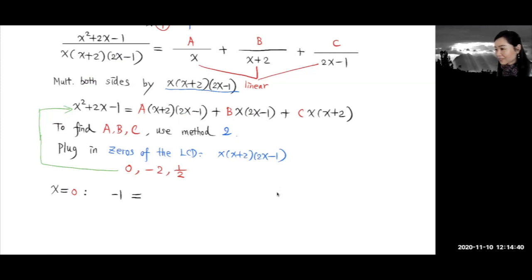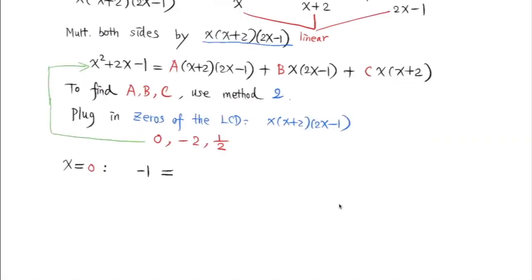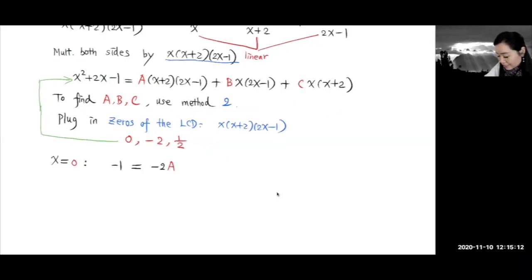Well, this 2x term will be 0, right? When x equals 0, this term will disappear. Only this one survives. So you get 2 times -1 times a, which is -2a. Yes, you got it. Now from here, you get this capital A is equal to 1/2. Now I'm going to ask you to substitute x equal to -2.